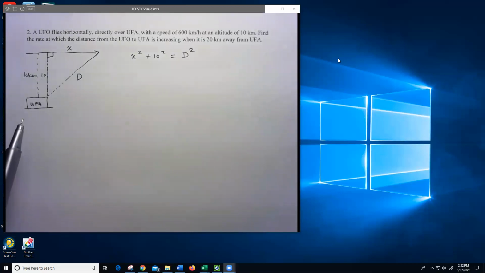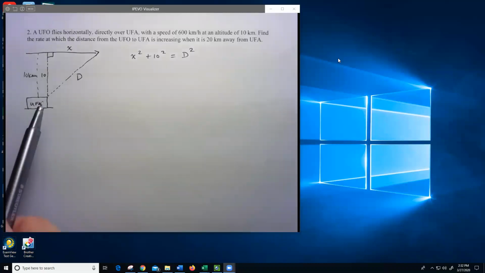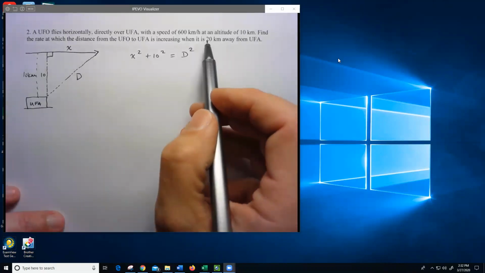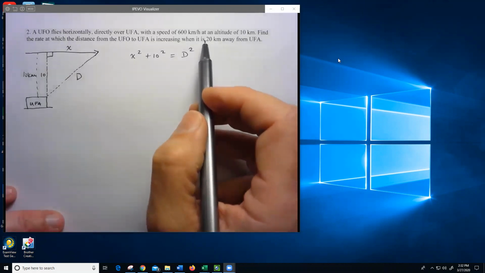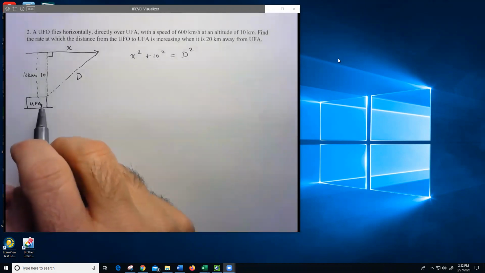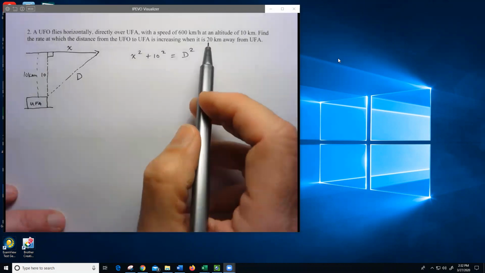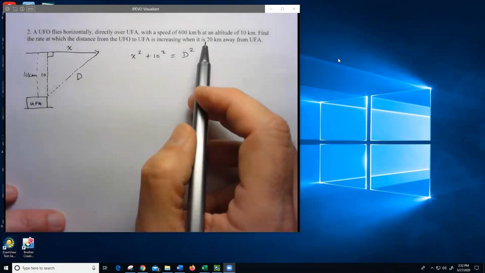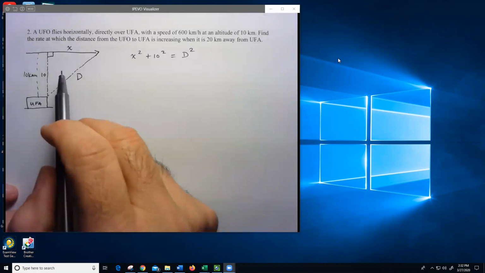No. What you do is you always find the derivative first and then you input the x value. This is a particular moment in time, okay? Because this UFO is going to be at many distances away from UFA. I want to determine the rate of change at this particular moment in time. And so it's very important that when they give you this specific information, which changes over time, that you only input it after you take the derivative.